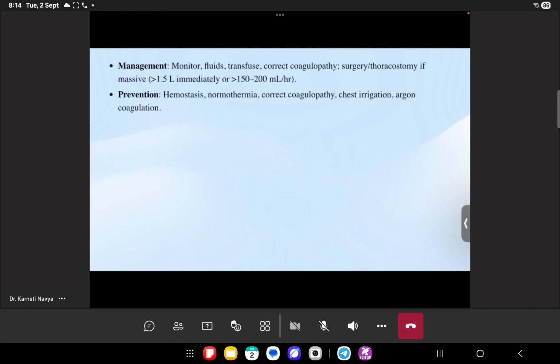Management is by monitoring, fluid administration, transfusing blood products, and correcting coagulopathy. Surgery or thoracotomy is performed if massive, more than 1.5 liters immediately or more than 150 to 200 ml per hour; otherwise, one can decide over a period of time. Prevention is by hemostasis, maintaining normothermia, correcting the coagulopathy, and chest irrigation and electrocoagulation during the intraoperative period.